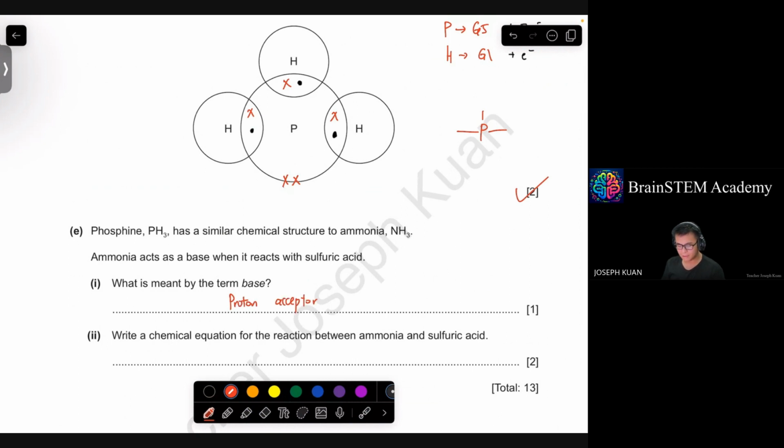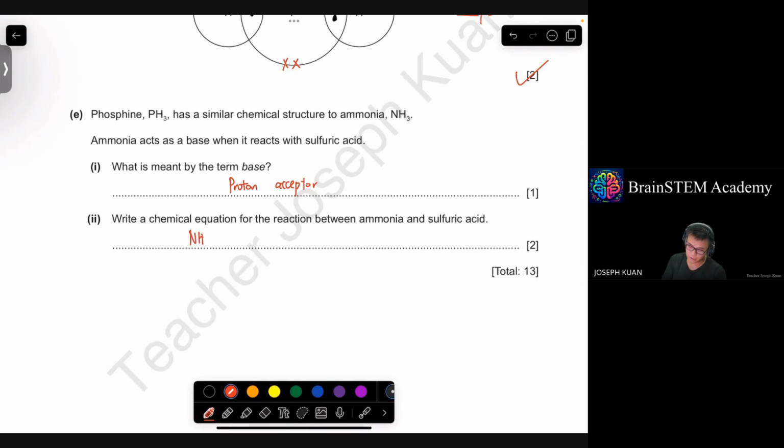Moving on to 2, write a chemical equation for the reaction between ammonia and sulfuric acid. So ammonia is a base, NH3, and it reacts with sulfuric acid, which has the formula H2SO4. We will expect to see essentially a salt. So ammonia forms an ammonium salt. So NH4, wait, just let me double check. This one is a 2 minus ion, this one plus 1. So you will get 2 ammonium ions pairing with 1 sulfate ion. So this is ammonium sulfate.